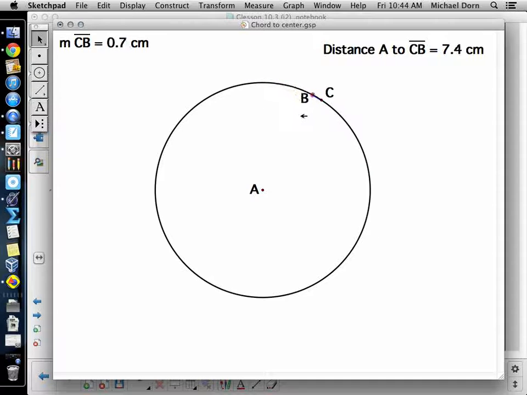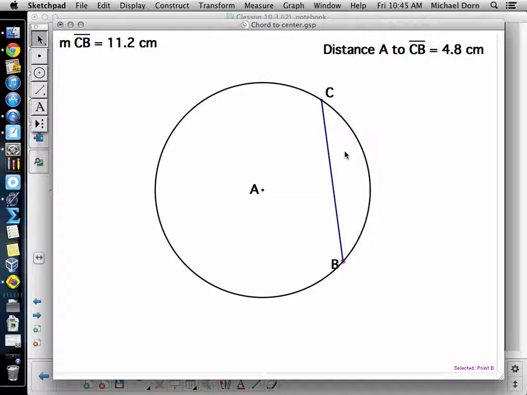Okay? In fact, when my chord gets to be a length of 0, or almost 0, because of rounding here, it's 7.4 centimeters is the distance to the center, which would be the radius of the circle, which is half of that. So we get the idea that the shorter the chord is, the further it is from the center of the circle. The closer it is to the center of the circle, the longer the chord is.